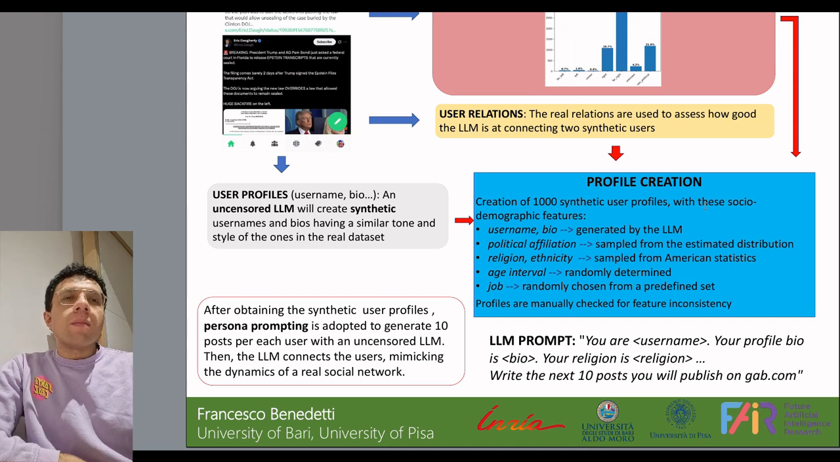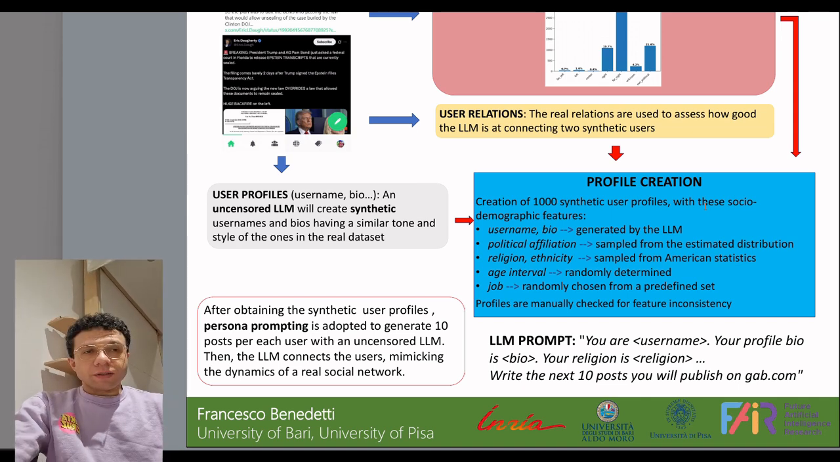In this step, profiles with inconsistent features may be created. For example, users that are too young for the job they do, or users that mention in their profile bio a religion that is different from the one in the religion field. Therefore, the obtained profiles are manually checked to remove and fix these inconsistencies.